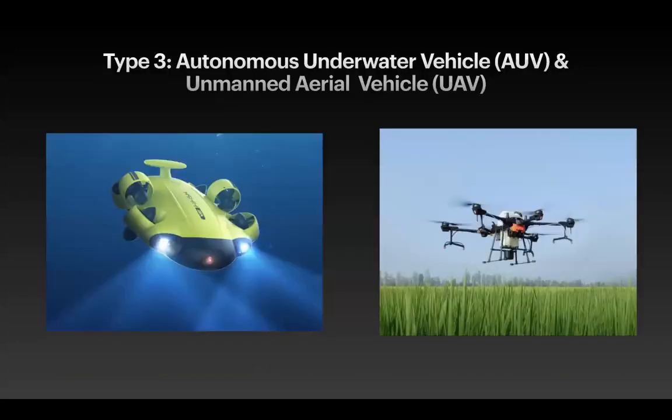Right. And then there's another type, which is autonomous underwater vehicle. We call that AUV, autonomous underwater vehicle. And there's another type, which is unmanned aerial vehicles. We call that UAV, right? So all these drones are unmanned aerial vehicles, right?